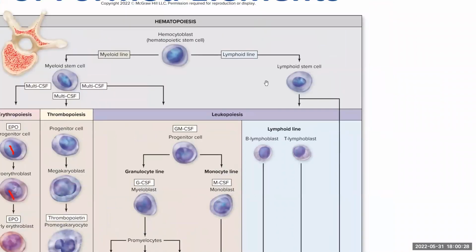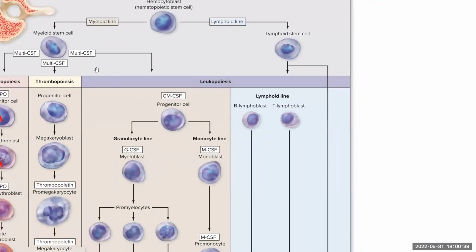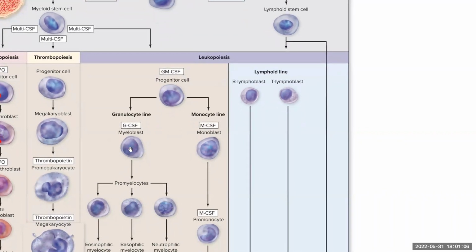Again, if we're going to make a lymphocyte, we're going to move towards the lymphoid line, but when we're dealing with our granulocytes and monocytes, we're going to be steering towards the myeloid line. So we go through the myeloid stem cell, then we have our multi-CSF, which is going to steer us here, and generate our progenitor cell with the help of our GM-CSF, and then depending on which type of colony stimulating factor, easy to remember, G is for granulocyte, M is for monocyte. So we have the G-CSF, we're going to form our myeloblast.